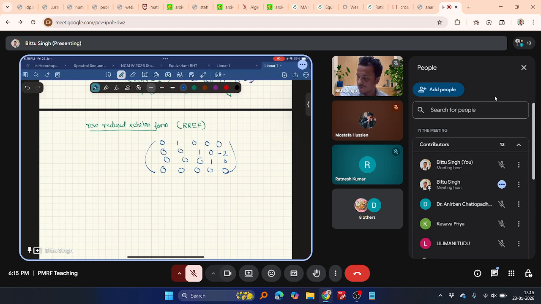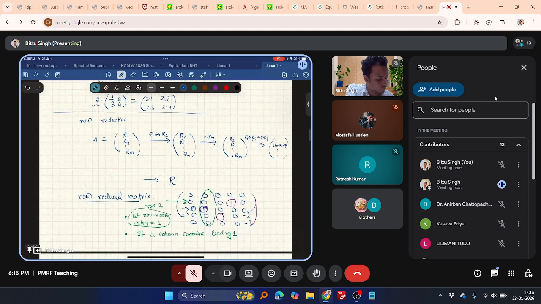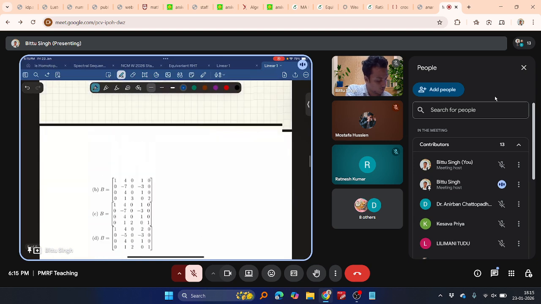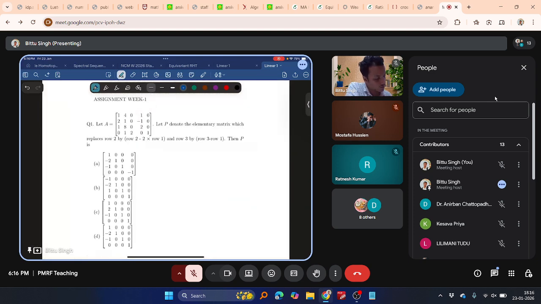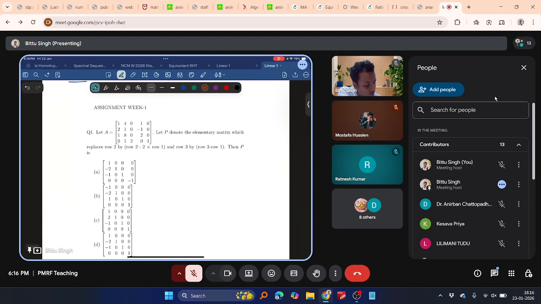So why do we use this kind of row reduction? Let us see some examples and the reason behind this. So let us consider the first question. In question number 1, the given matrix is A, which is 1 4 0 1 0. The matrix is given by this. So there are 4 rows and 5 columns, a 4 by 5 matrix.